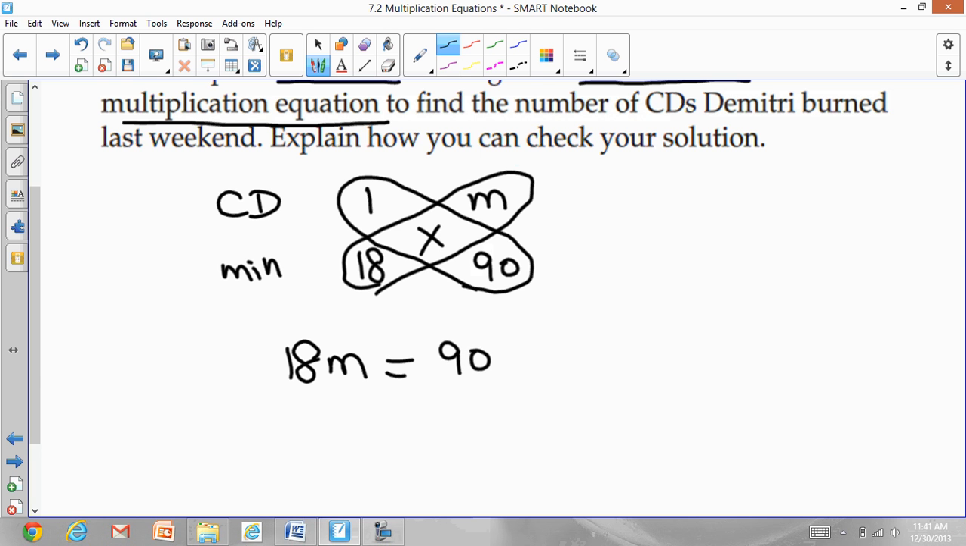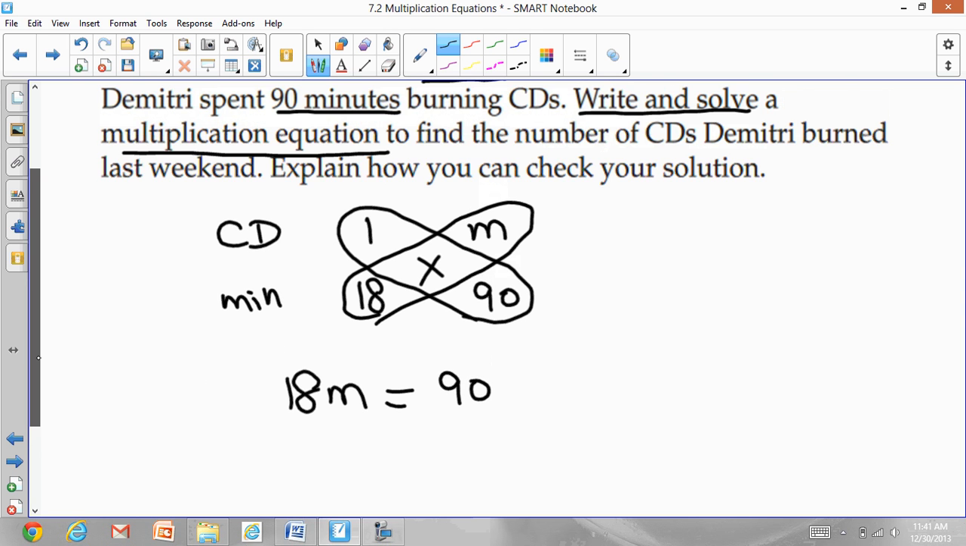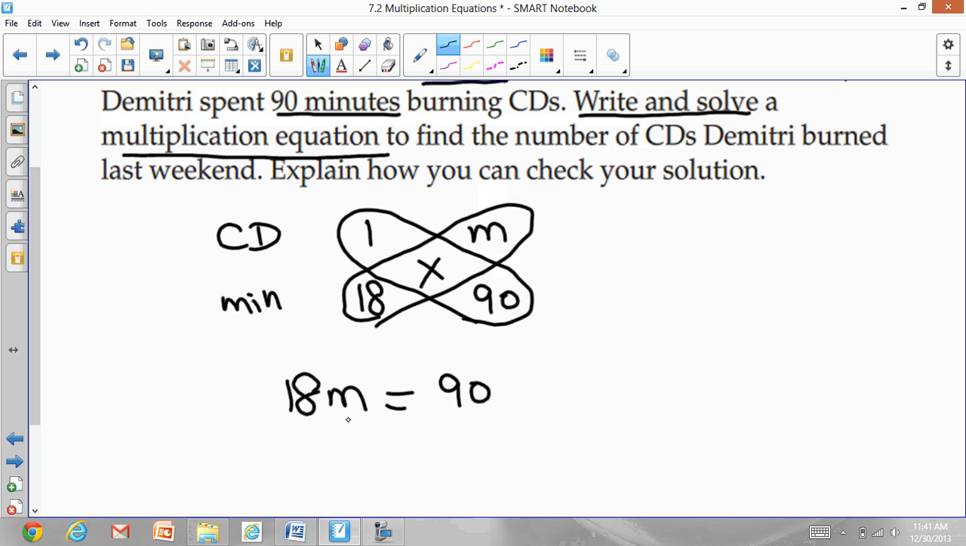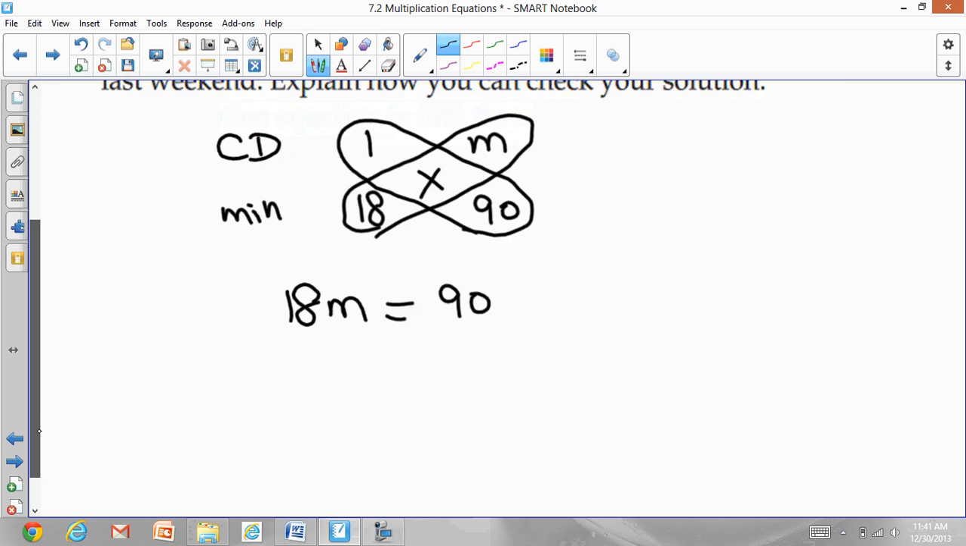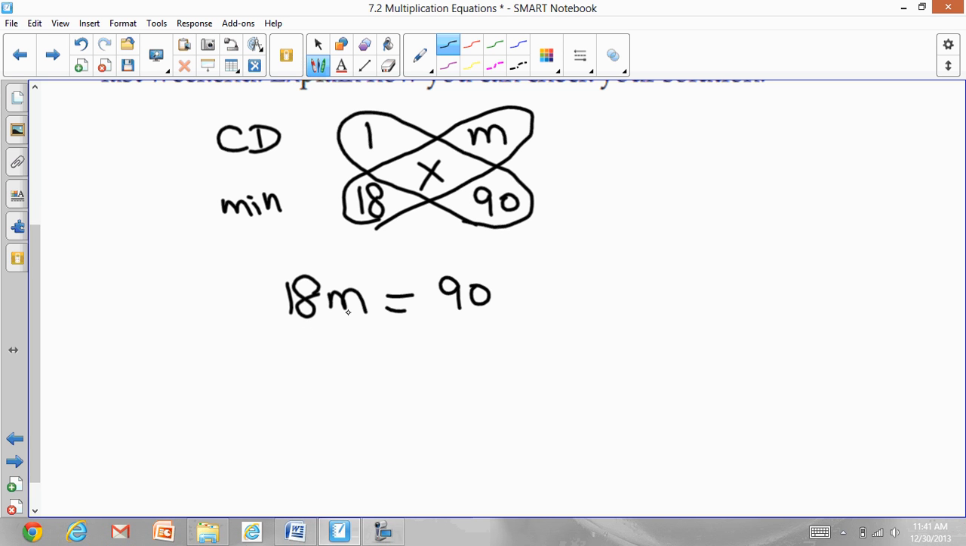Put the equal sign in the middle. So this is what they are asking you. Write a multiplication equation. So this is the multiplication equation. The second part is they are asking you to solve it. So now 18 multiplies M. You do not see any sign between the 18 and the M. You don't see a plus, you don't see a minus, you don't see a multiply, you don't see a divide. So if there is no sign between the number and the letter, you always take it as multiply.